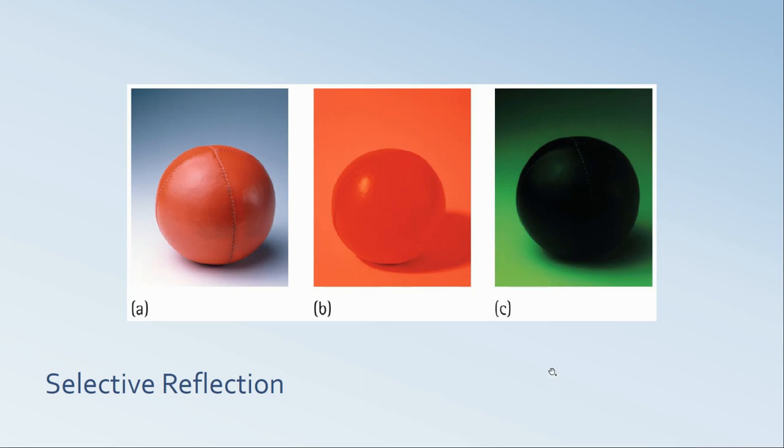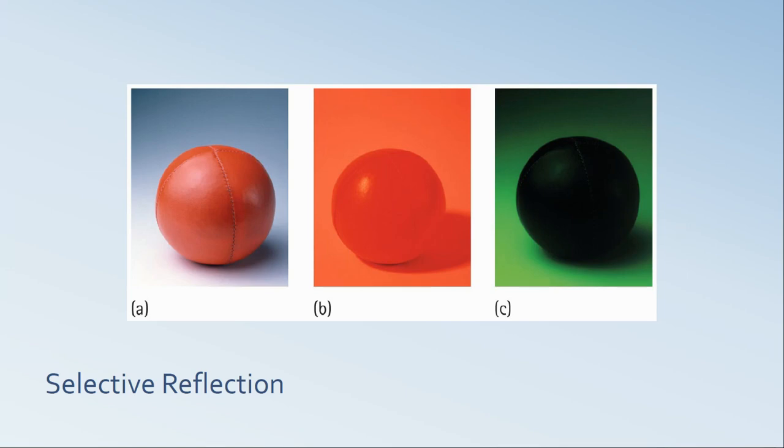But now let's put our ball under a green light. And so the only frequencies, the only wavelengths we have here are those of green light. In this case, the ball absorbs the green frequency just like it did over here in the natural light. But over here in this case, there's no red light for that ball to reflect back to us.